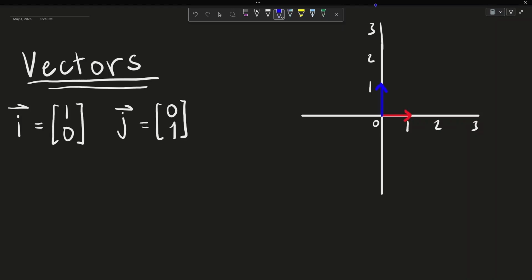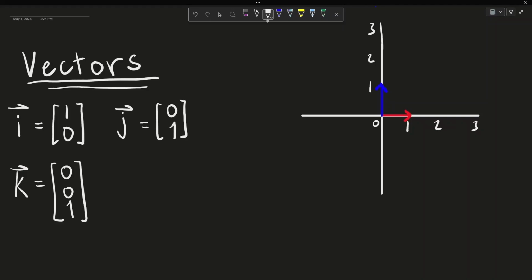In higher dimensions, such as in 3 dimensions, you might even see a standard basis vector k, which would be notated like this. And note that since it's in 3 dimensions, you'd have 3 entries. So you'd have 0, 0, 1. And this would be a 1 in the z.